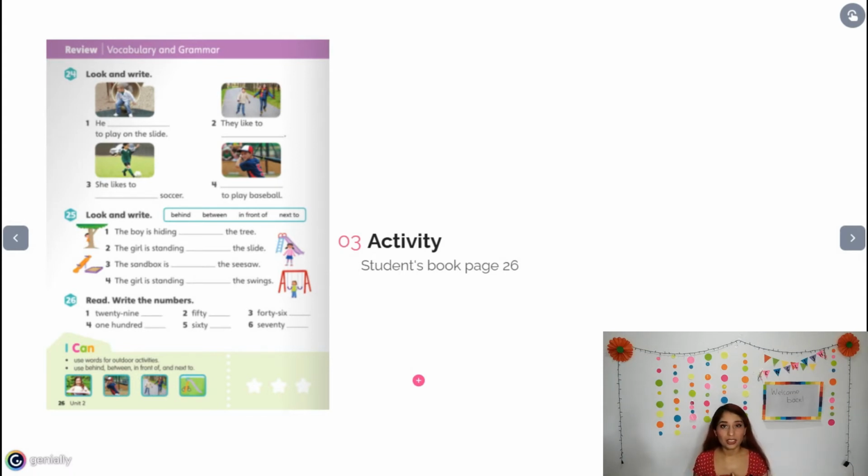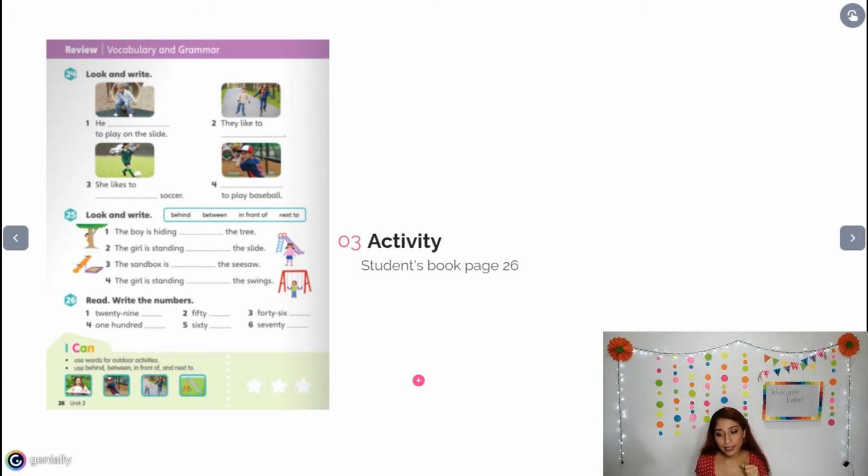What is she doing? Is she playing volleyball? Is she playing on the swings? You need to complete. And number 4, he or she like to or likes to. Okay, it's a boy, it's a girl. Are you going to complete with like to or likes to? And we have to play baseball.